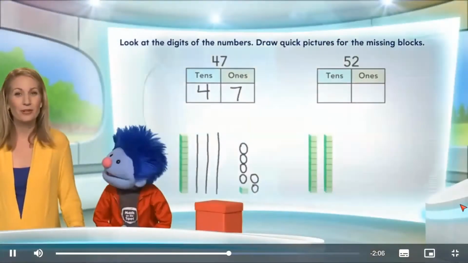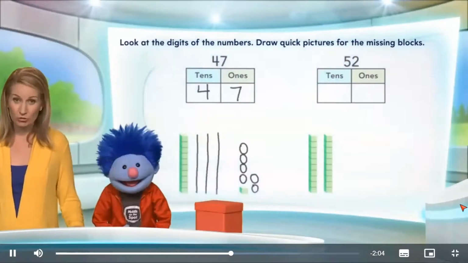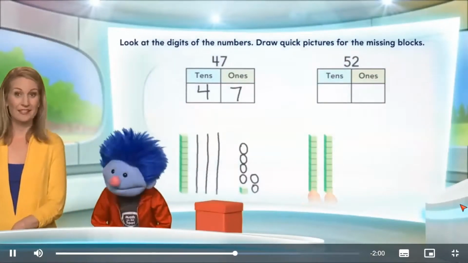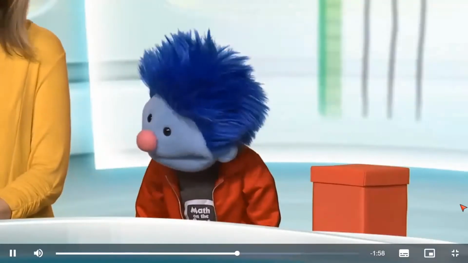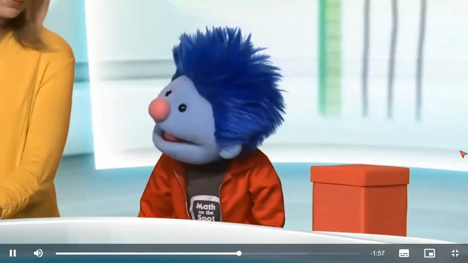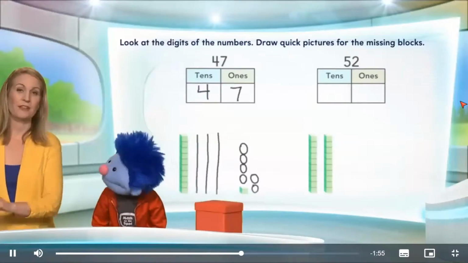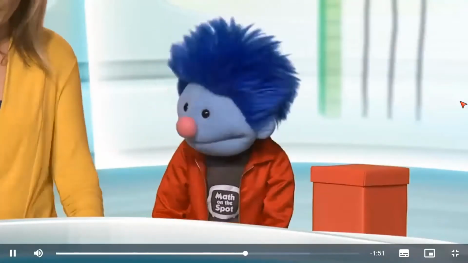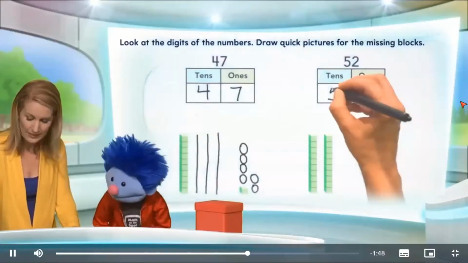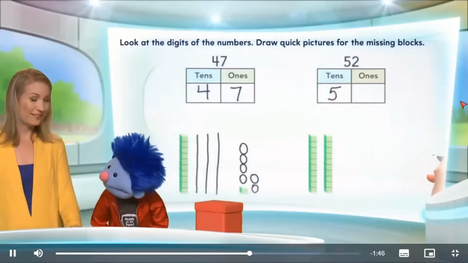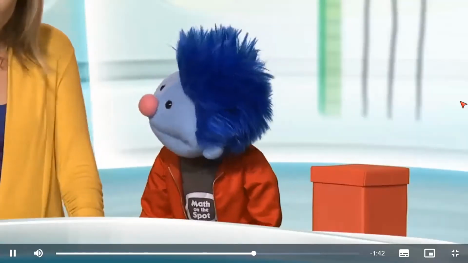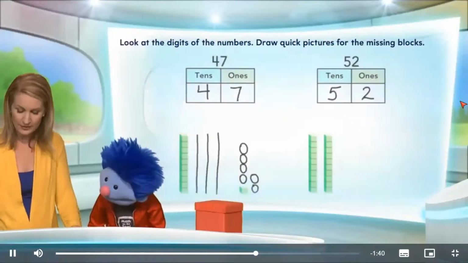Now we're going to draw a quick picture for 52. Now we have been given 2 tens for 52, but that's not enough. No, it isn't. Nope, 2 tens does not represent 52. So you need 5 tens. That's exactly right. I was just going to ask you how many we need. Yes, we need 5 tens. And how many ones do we need? 2. That's right. 2 ones.